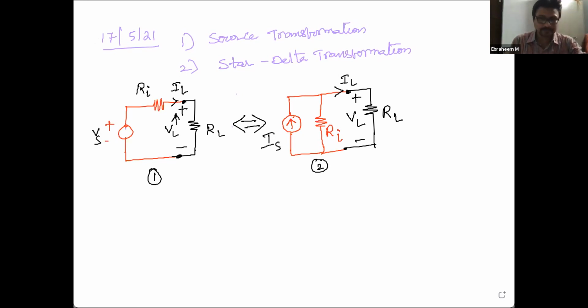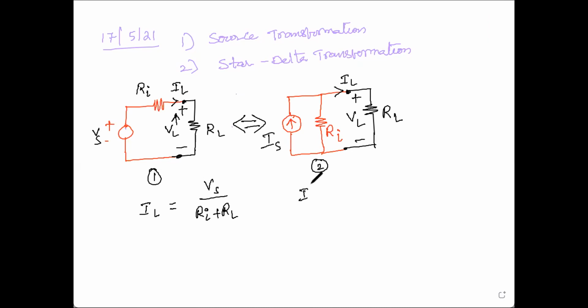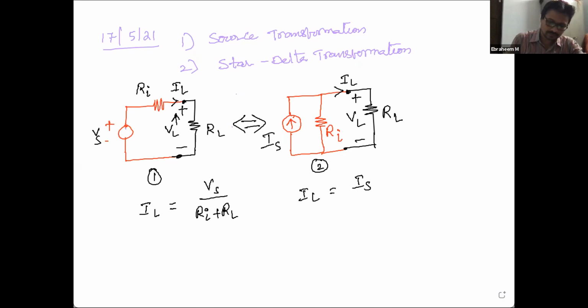So for this case, what is the load current here in the circuit on the left side? IL is equal to Vs by Ri plus RL, correct? And here IL is equal to the source current Is into the other resistance Ri divided by Ri plus RL.